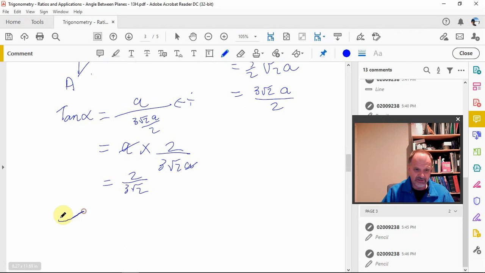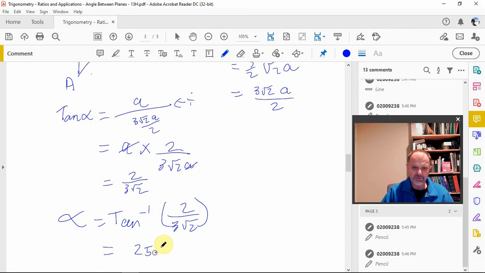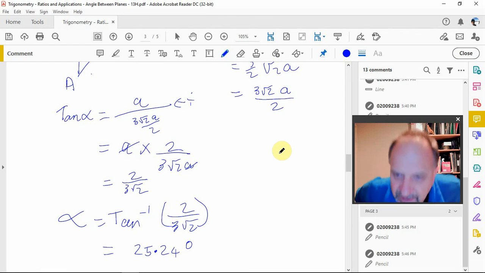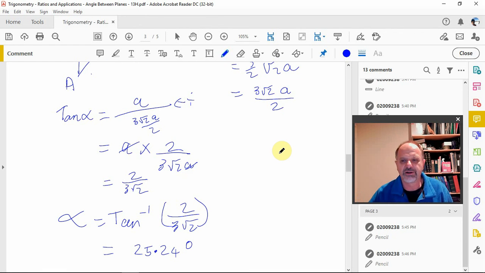Alrighty, so alpha then is tan inverse of 2 on 3 root 2. You grab your calculator out and you get 25.24 degrees. All right, so they can be a little bit tricky, those ones. Particularly that first one, not too bad. But the second one, a bit tricky. So just got to be really careful when you're identifying your triangles, which ones you're using, how you're using them.